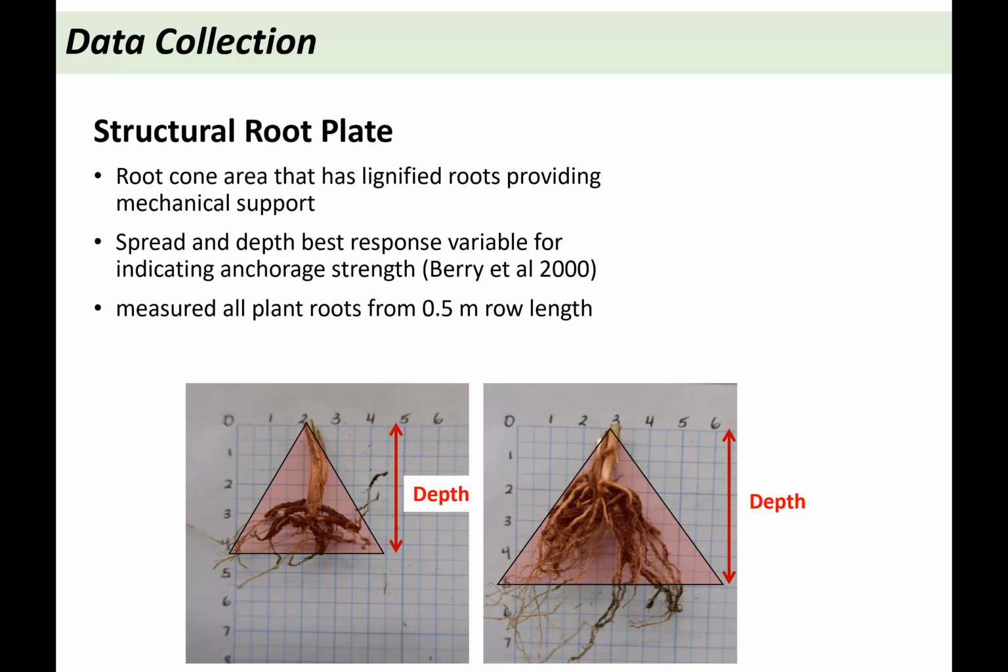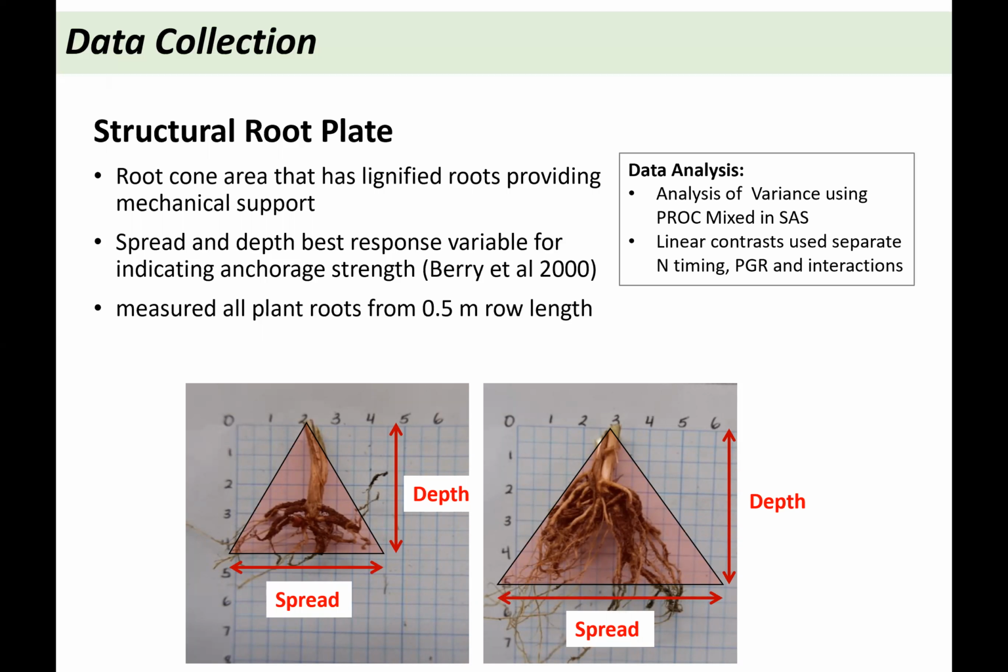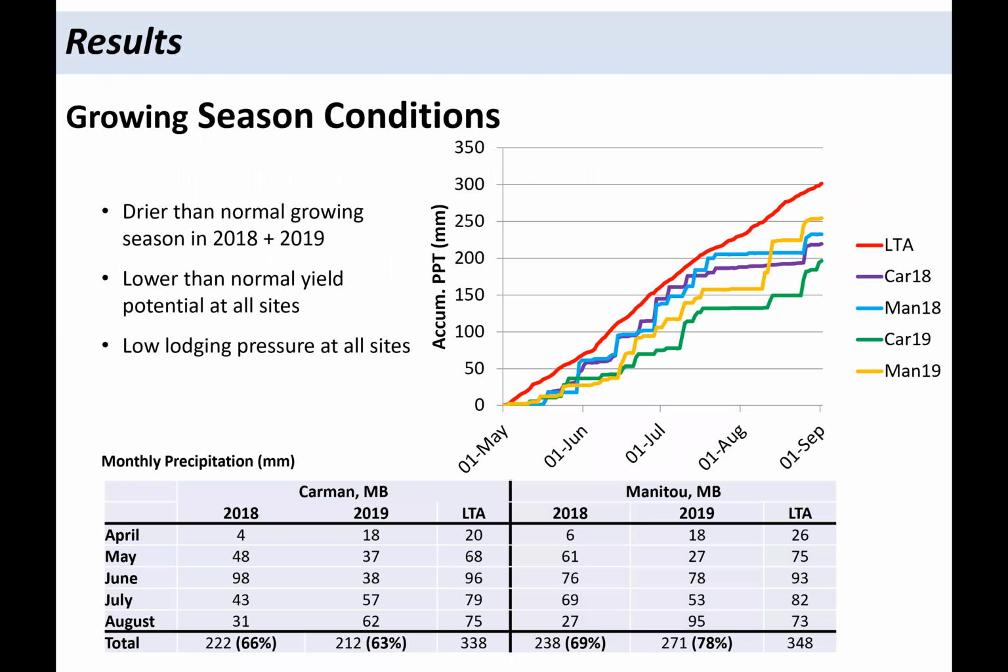The root plate depth was from soil surface to the lowest lignified root area, with the spread being the widest area. Data was analyzed using PROC MIXED in SAS, and linear contrasts were used to pull out any interactions we had. And any significant data that you see is based on an alpha level of 0.05, or 95% confidence.